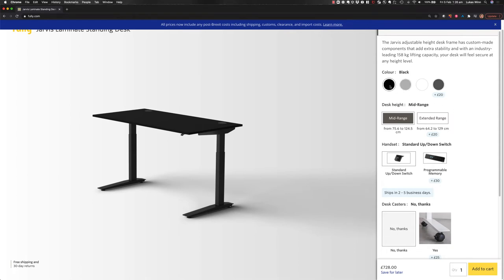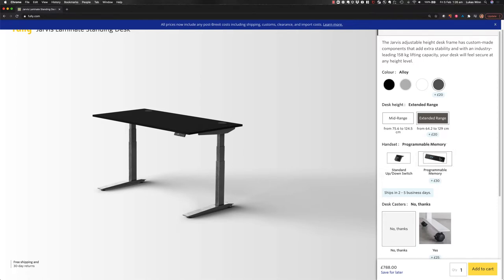With the Jarvis frame itself, I wanted to again stand out, so I went with the alloy finish, which was an additional £20. For the desk height, I chose the extended range as I am 6'6", so I needed a desk to be able to go to a high level in order to meet my needs. The extended range is from 64.2cm to 129cm, and this again was an extra £20, but essential.